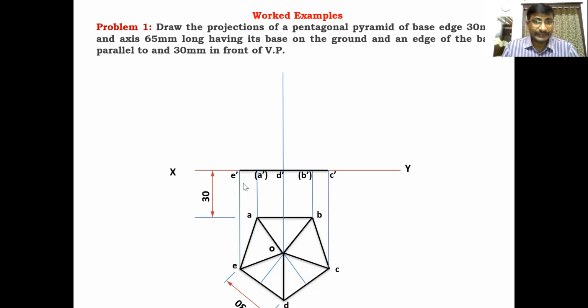Another visible corner is E dash. So D dash, C dash, and E dash are visible. A dash and B dash are invisible corners. That's why I'm locating in the bracket these 2 points. Clear? So next, locate the point O dash.